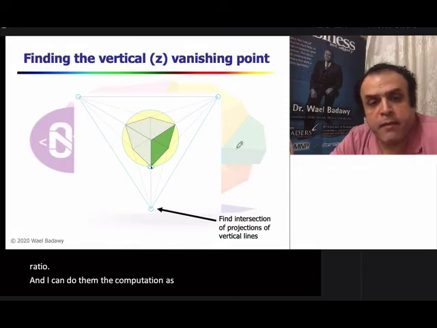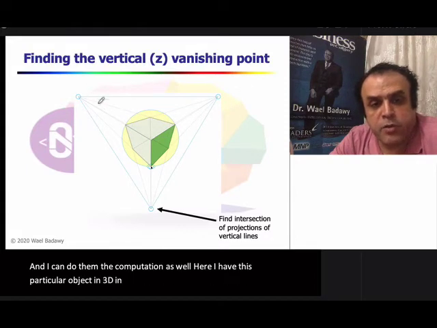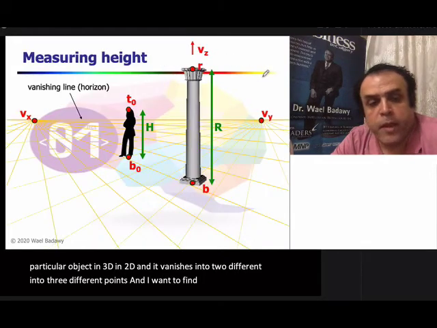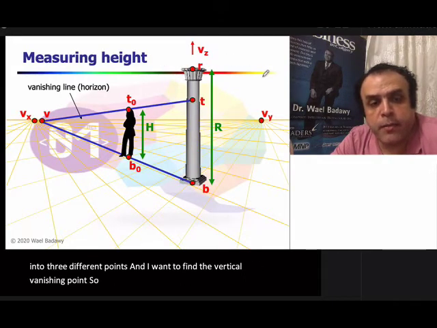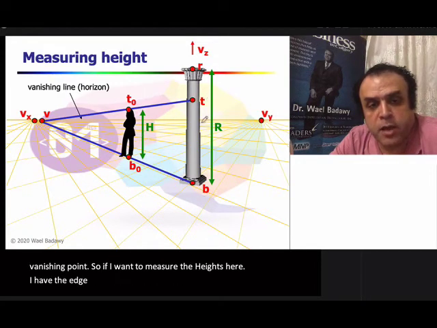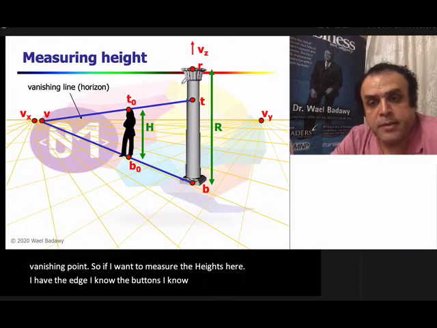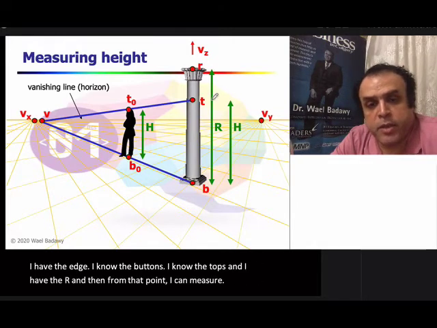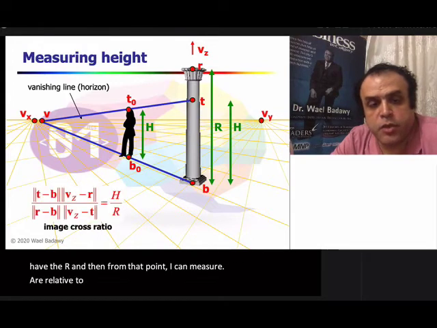So here I have this particular object in 2D, and it vanishes into 3 different points, and I want to find the vertical vanishing points. So if I want to measure the heights here, I have the h, I know the bottoms, I know the tops, and I have the r, and then from that point I can measure r relative to h, and h relative to r is the ratio, or the image cross ratio point.